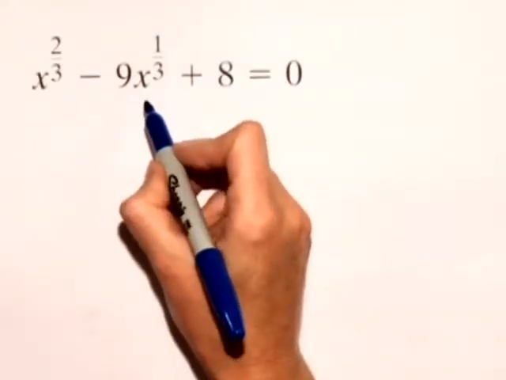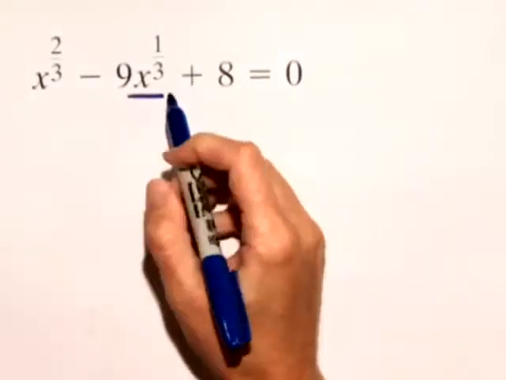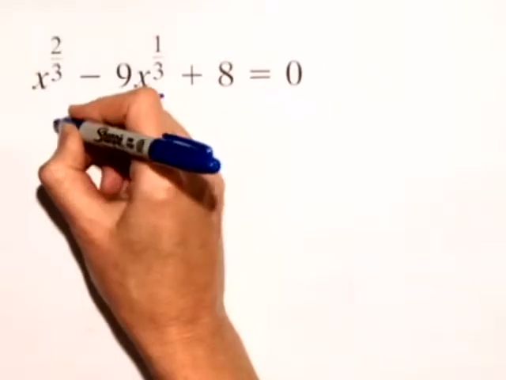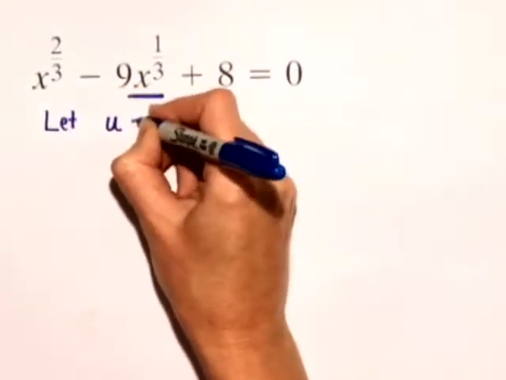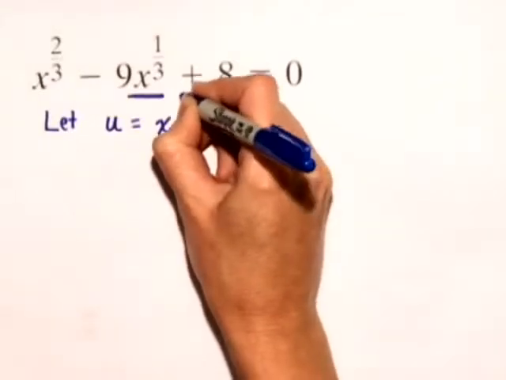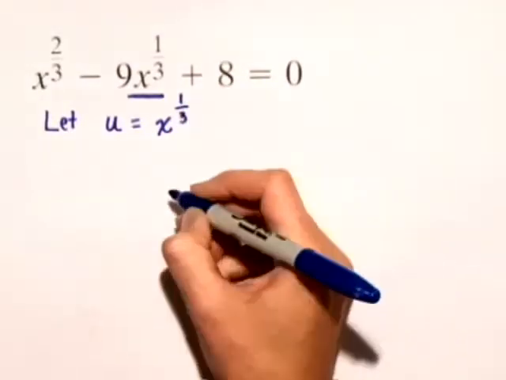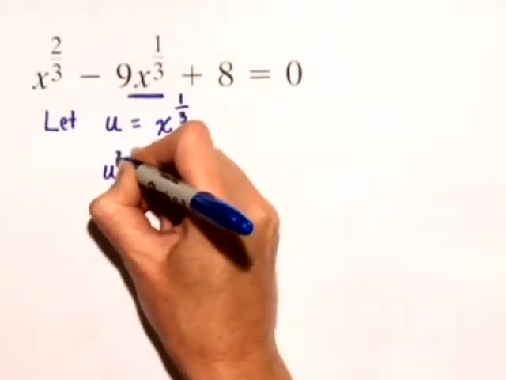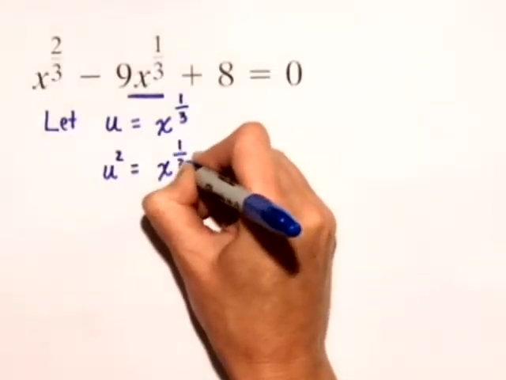Now the reason I say it's quadratic in form is by looking at this middle term here. We have x to the 1/3 power. So if we let u equal x^(1/3), then notice what happens. What happens if I take this u and I square it? Well, then I would have to square the right-hand side, x^(1/3).